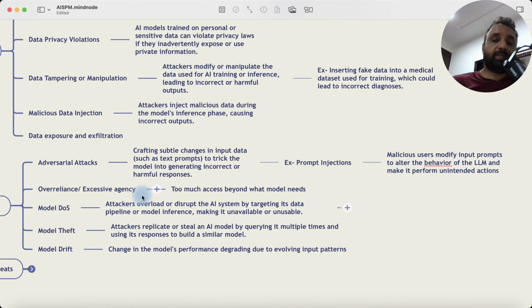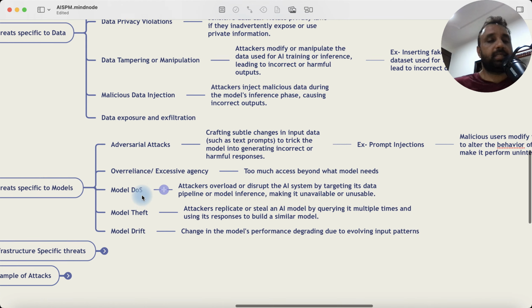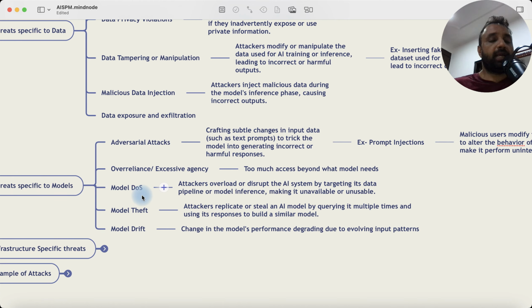Prompt injection, specifically in this case, means that malicious users modify input prompts to alter the behavior of the LLM and make it perform unintended actions. The second threat to the model could be over reliance or excessive agency or permissions beyond what the model needs. The third threat on model could be model DOS, model denial of service.